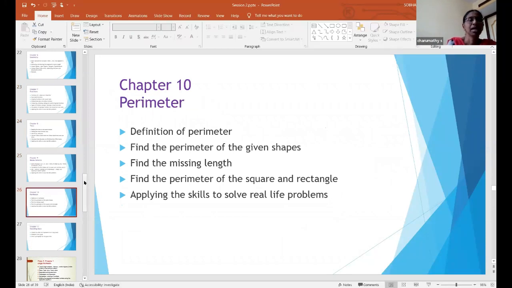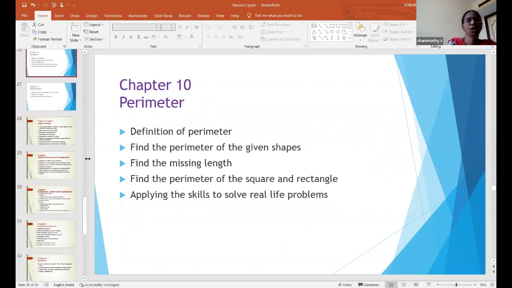Then in class 4, we deal only with perimeter and not with area. They arrive at the definition of the perimeter, find the perimeter of the given shapes, find the missing length, and find the perimeter of the square and rectangle. Of course, again here, we are not going to give them the formula. They derive the formula after finding the perimeter of the square and the rectangle.